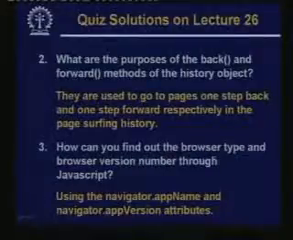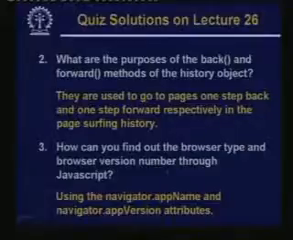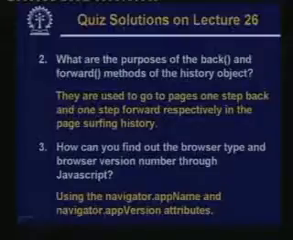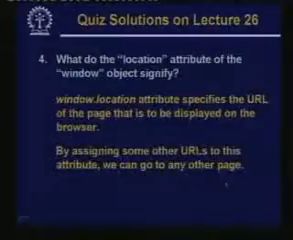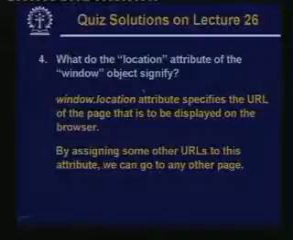How can you find out the browser type and browser version number? This again we had mentioned using the navigator appName and navigator appVersion attributes. We can use these. What does the location attribute of the window object signify? Location actually represents the URL of the page that is presently being displayed on the browser, and as we had seen through examples, if we assign some new URL to this location attribute, the page being displayed also gets changed. Okay.